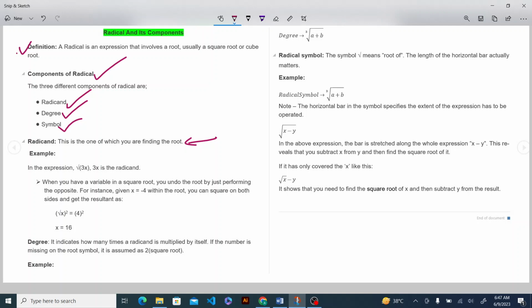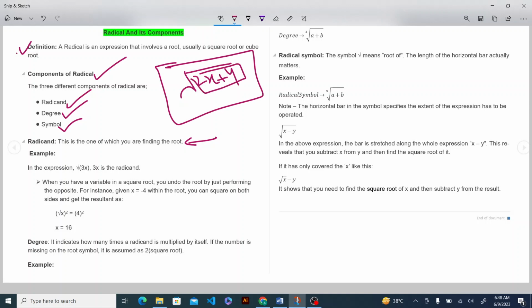See, the radical was this thing, under root 2x plus 4. This whole thing is radical, and the radicand is the term of which you are taking root. So 2x plus 4, the expression of which you are taking root, is radicand. This is the one of which you are finding the root. So this whole expression under root 2x plus 4 is radical, and the expression 2x plus 4 of which you are finding the root is radicand.